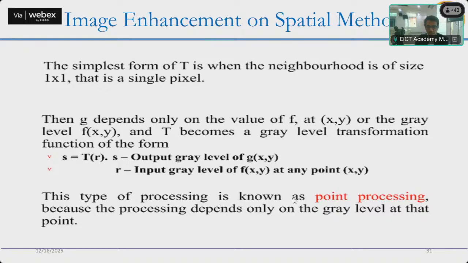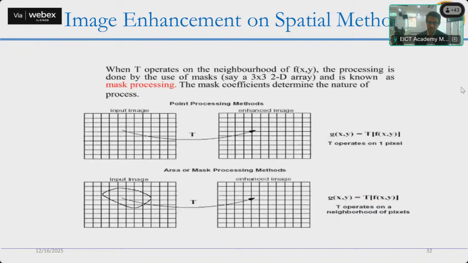This type of processing is known as point processing because the processing depends only on the gray level at that point. Here there is no more role of the neighborhood. Whatever output value of the pixel is coming, that is coming from that input value only. So since it is only the one value, we say it is point processing. How does it act upon the whole image? It acts upon the whole image by applying the operation on each pixel.